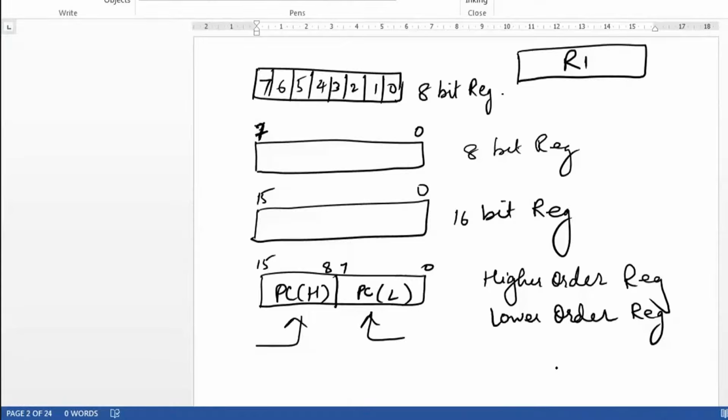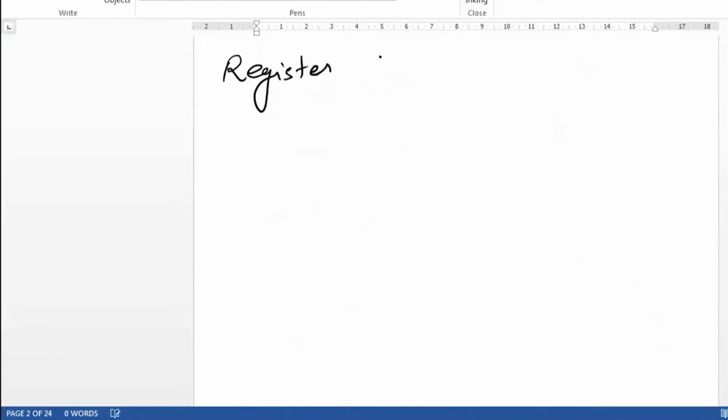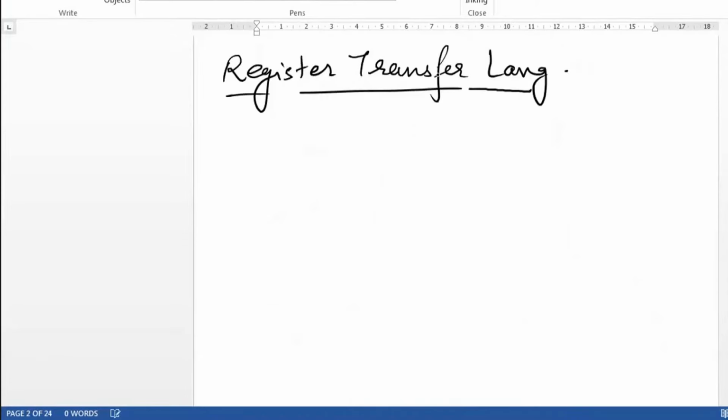Now let us move towards what is register transfer language. Now that we know what are registers, how to represent registers, next thing is we need to know what is register transfer language. First of all, for knowing what is register transfer language, we should be knowing what is a micro operation.